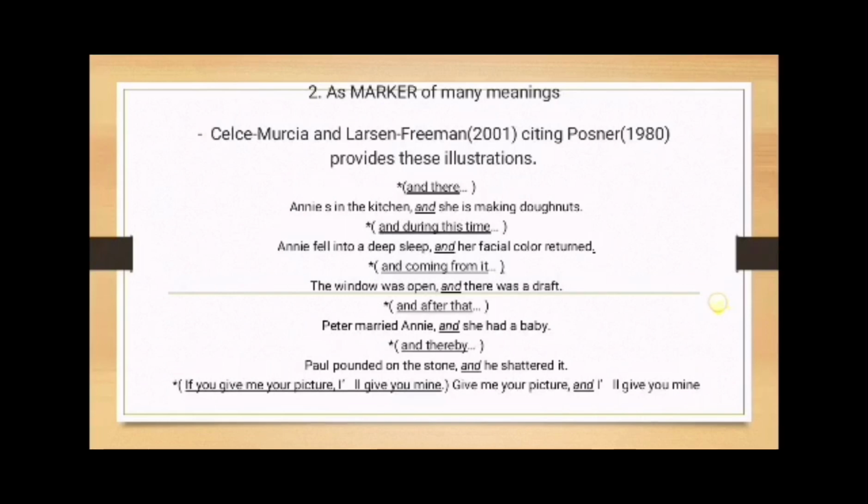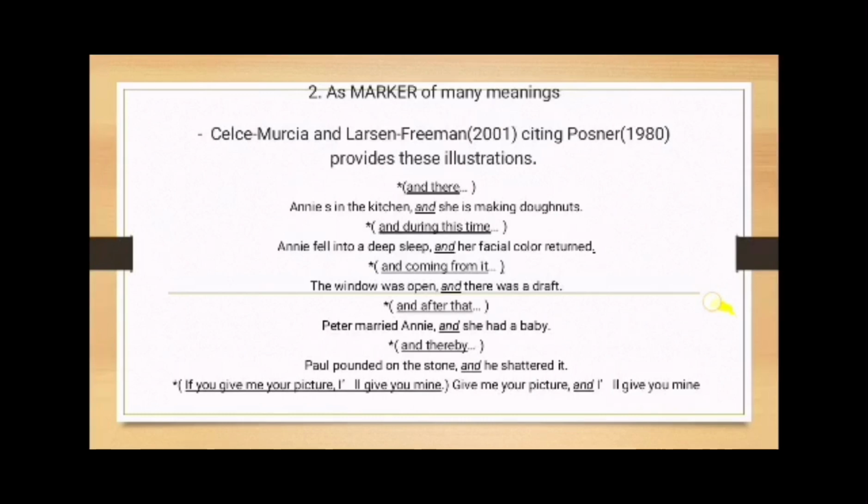Next, "And during this time, Annie fell into a deep sleep and her facial color returned." This statement states that the conjunction emphasizes what happened at the same or exact time, explaining what happened to Annie when she slept at the same time. So this statement describes what happened to the subject at that time.